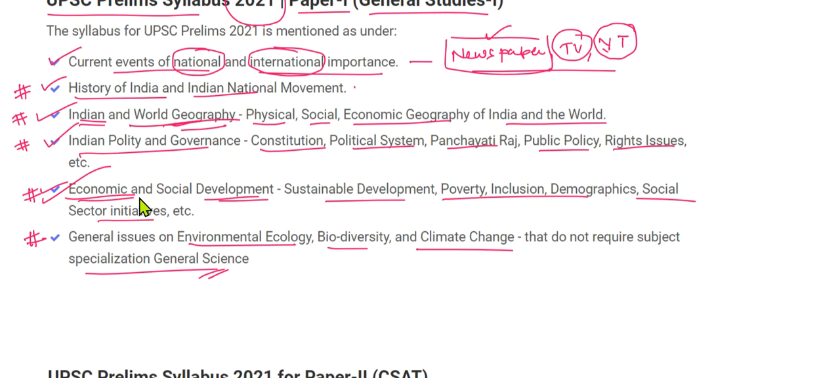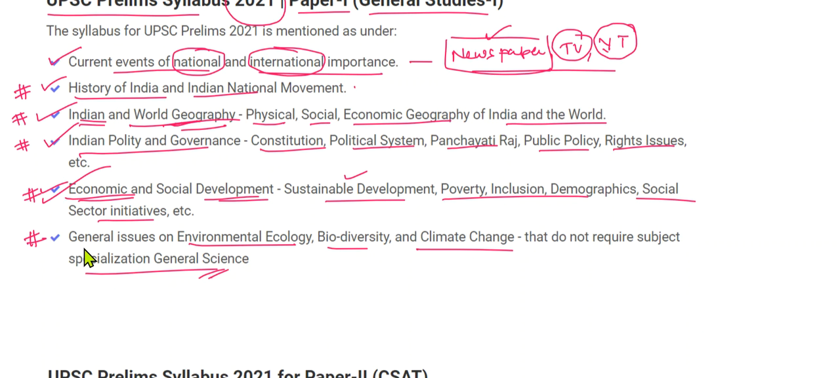Then we have to talk about the economy. Whenever we discuss the economy, we should know the different types of economics and the social development, sustainable development. Then we should include poverty inclusion, then demographics, then social sector initiatives. All these things should be studied under economics.